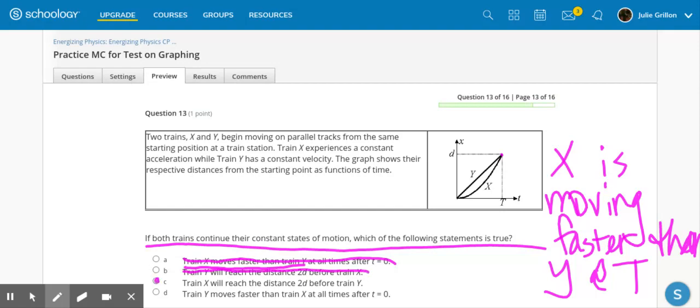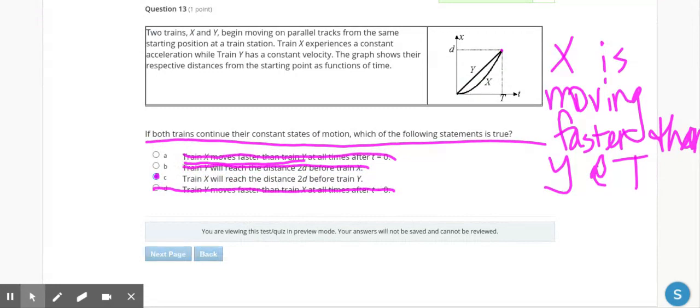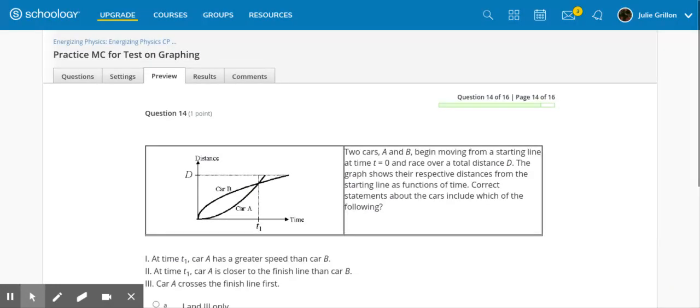Let's just double check. Part D, train Y moves faster than train X at all times after t equals 0. Wrong, because in the last one we figured out train X is moving faster than train Y at time equals t. So it's C. Only a few left. Thanks for sticking with me.